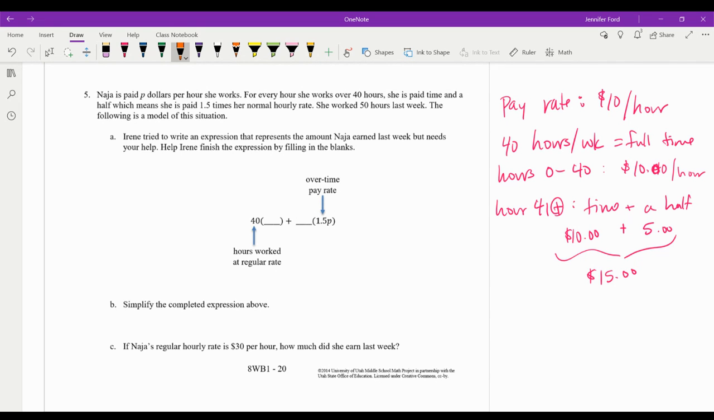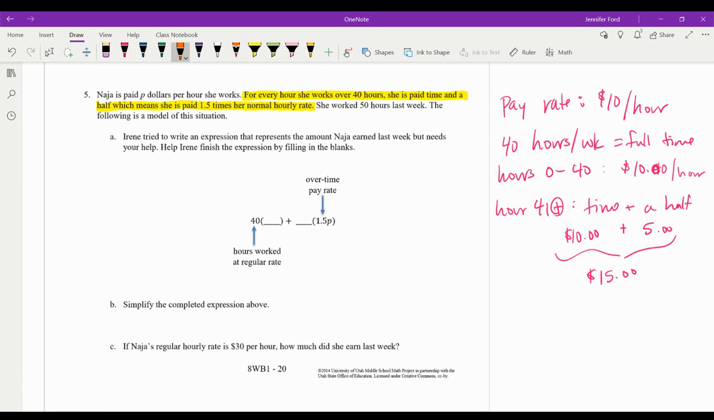I would maybe call that name Naya. Naya is paid P dollars per hour that she works. For every hour that she works over 40 hours, she is paid time and a half, which means she's paid 1.5 times her normal hourly rate. Excuse me, which is what I just explained. Okay, and if she worked 50 hours last week, the following is a model of the situation.